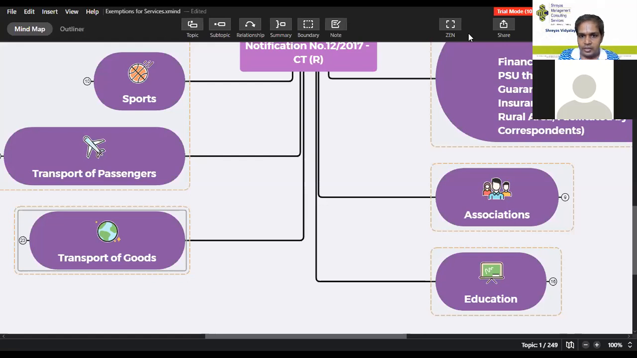What about others' answers? I hope you can see that in your chat box. You can answer it also. It is exempt. Divya says it's exempt. Exempt. So it's okay.